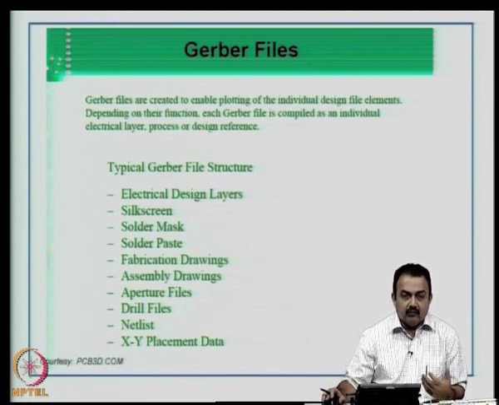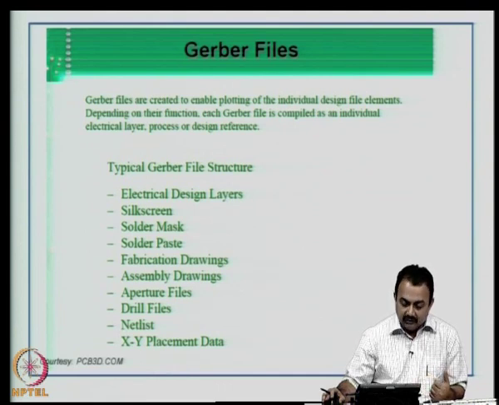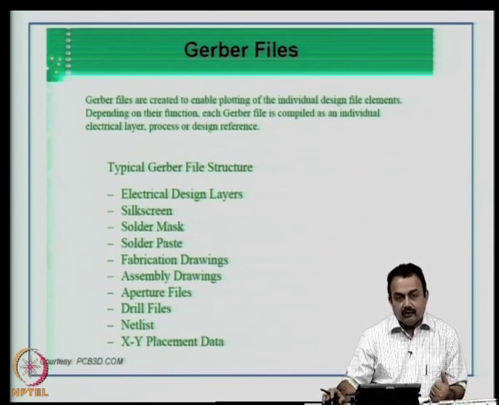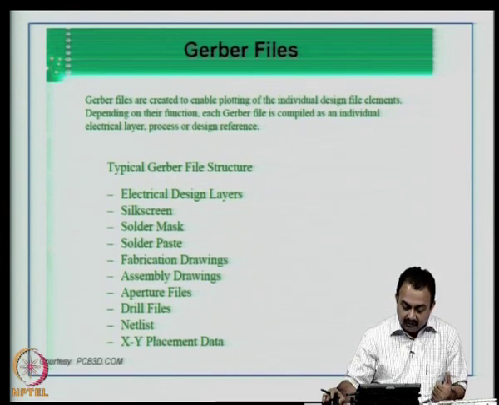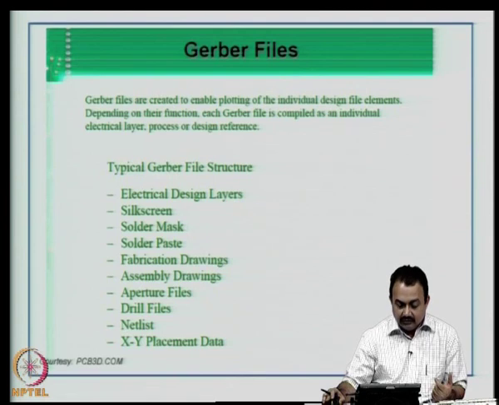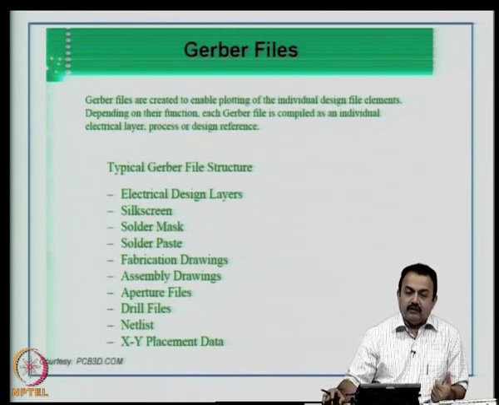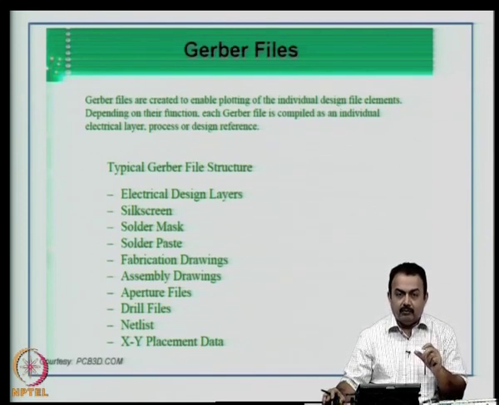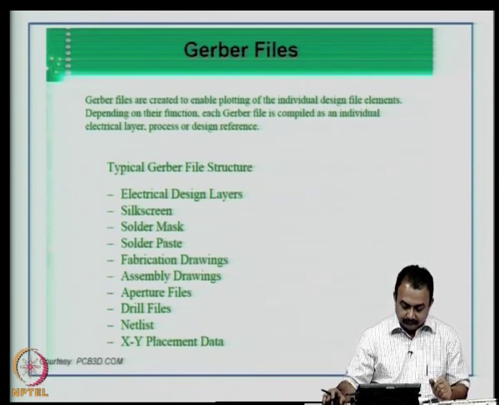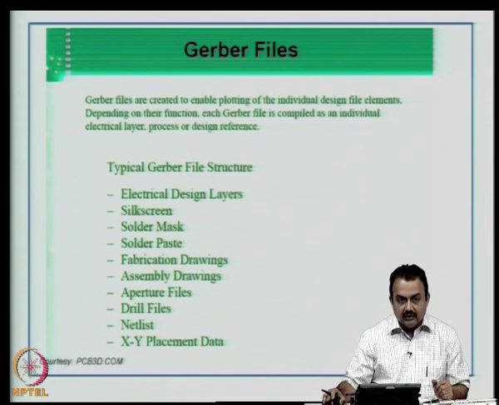It can be multiple layers, layer 1, 2, 3, 4 for a multi-layer 4-layer board. Silk screen legend areas, legend layer, solder mask layer, it could be top solder mask, bottom solder mask, solder paste that is required for surface mount assembly technology, fabrication drawings documentation, assembly drawing documentation, aperture files, or you can call it D codes, that is used, similar to your Gerber file, for looking at the pad openings, pad sizes for your electrical layers. You can also create drill files, that need to go for manufacturing, net list and XY placement data for assembly.